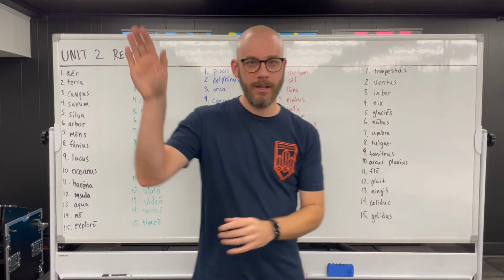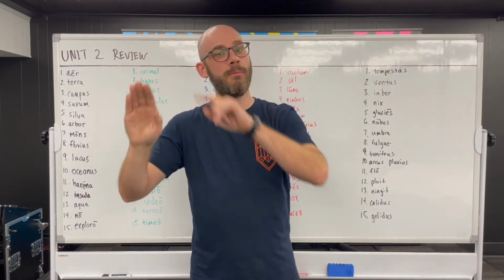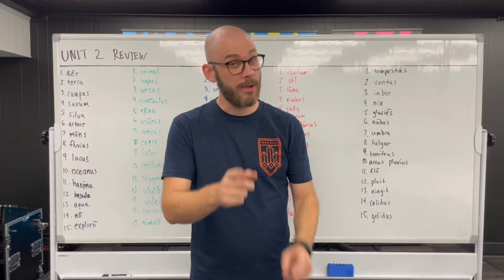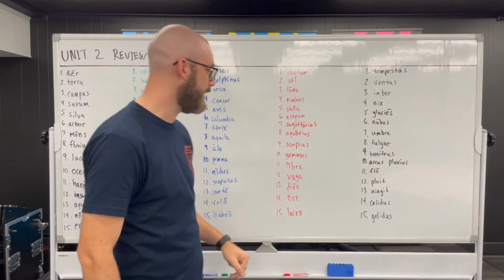Then do the opposite. This time, cover up the Latin words. Read the English, and then see if you can remember what the Latin word is. That way it's harder, but if you can do that, man, you're going to ace this quiz. You're going to do stellar.